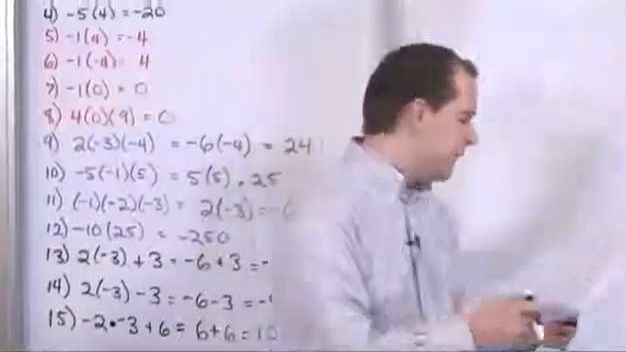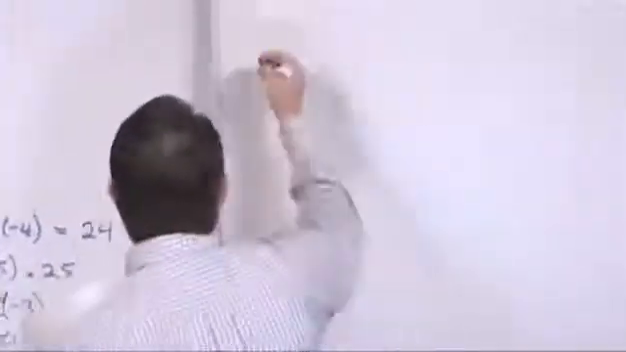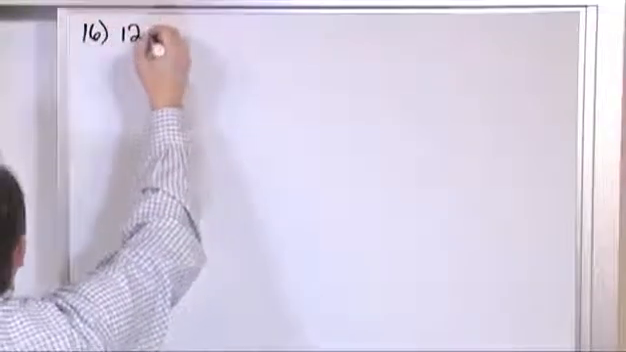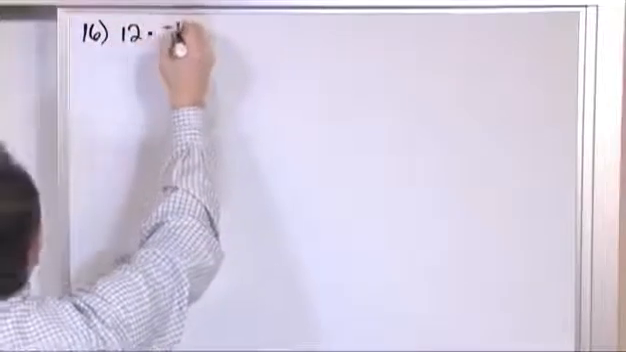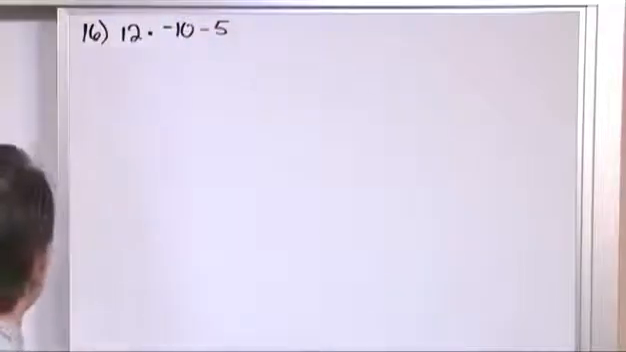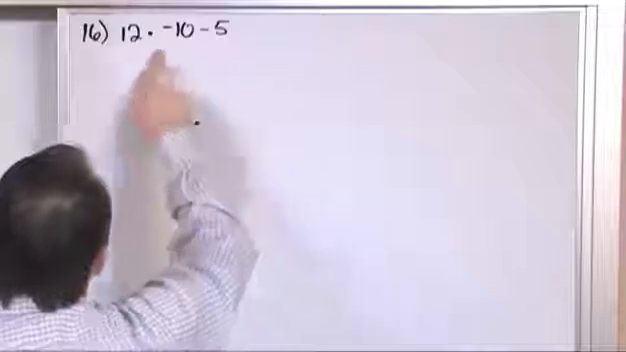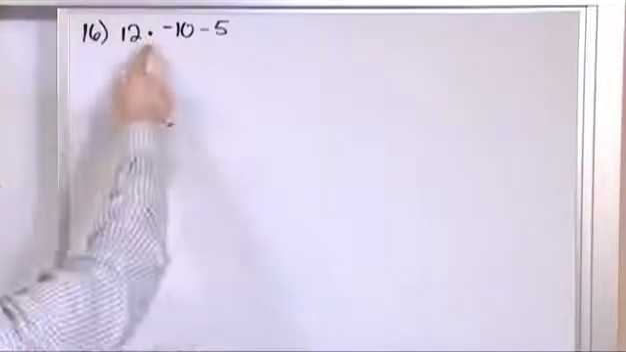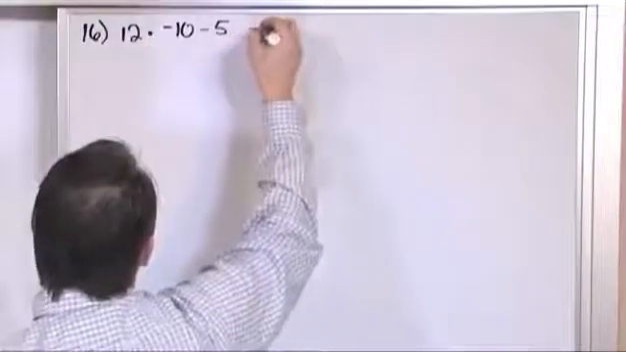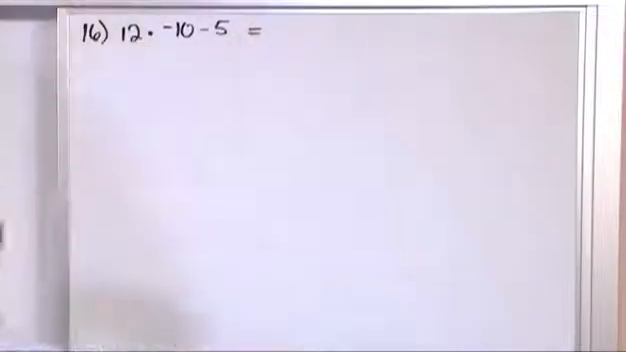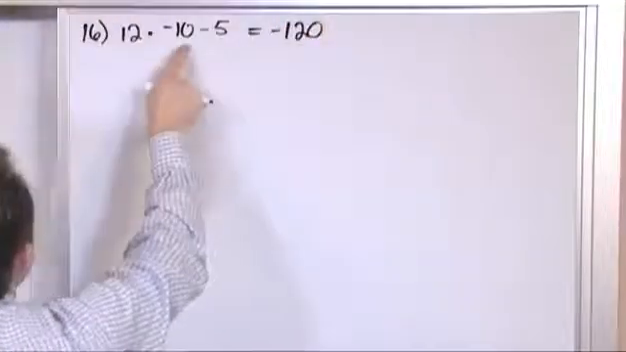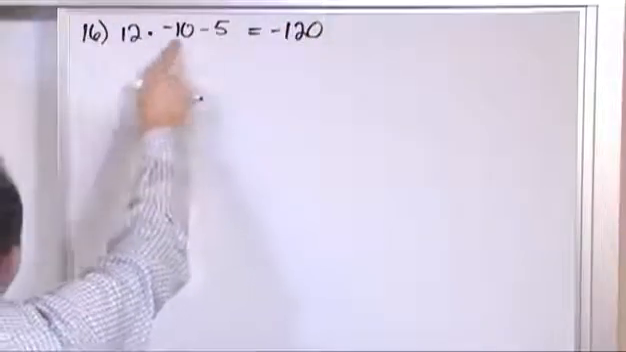Now, let's say for number 16, we have 12 times negative 10 minus 5. When you look at something like this, written this way, it's one reason why we don't do this. You're not really sure, should I multiply, should I subtract, what should I do first? But you have to remember, this is multiplication. Multiplication always comes first. So 12 times 10 is 120, and it's got to be negative because these two numbers have different signs.